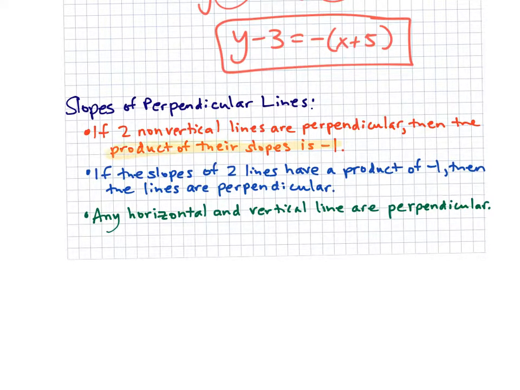The product of their slopes is -1. So two non-vertical lines are perpendicular if, when they're perpendicular, the product of their slopes is -1. The converse of this is also true: if the slopes of two lines have a product of -1, then the lines are perpendicular.